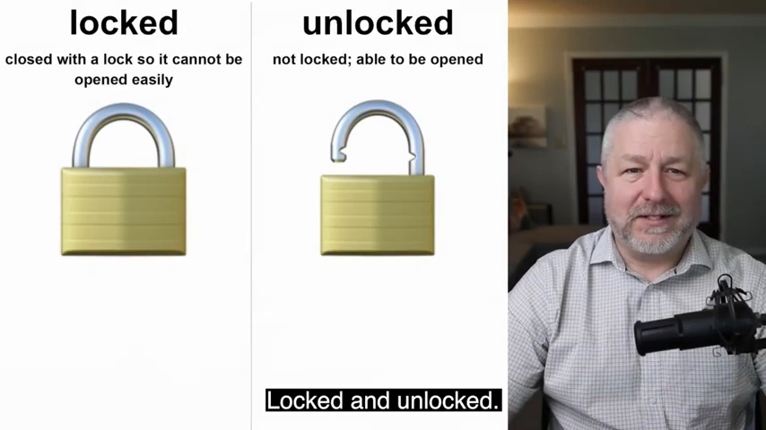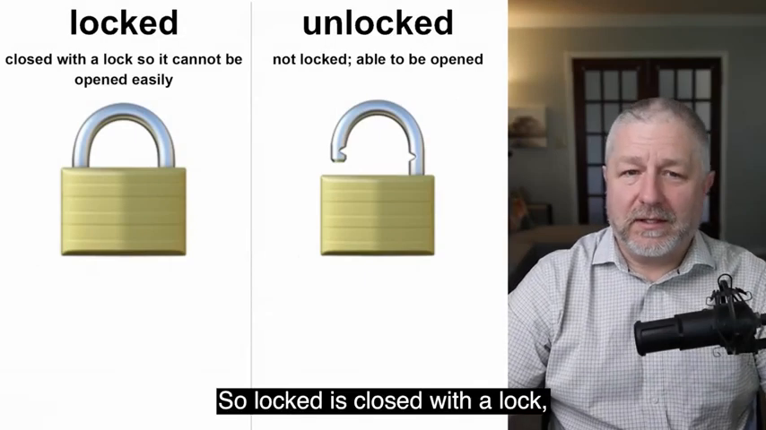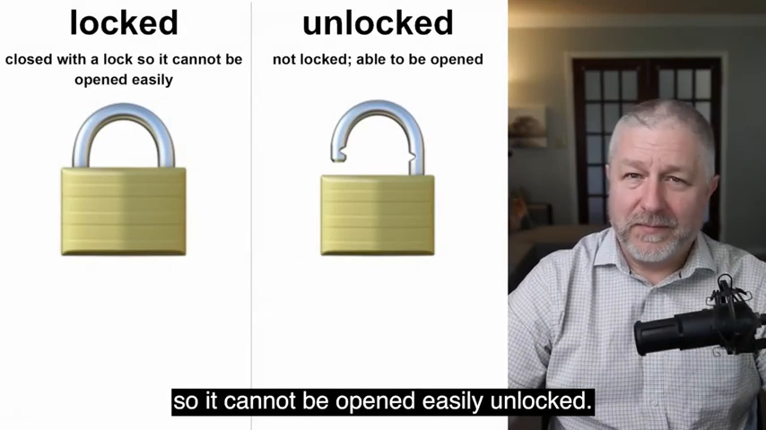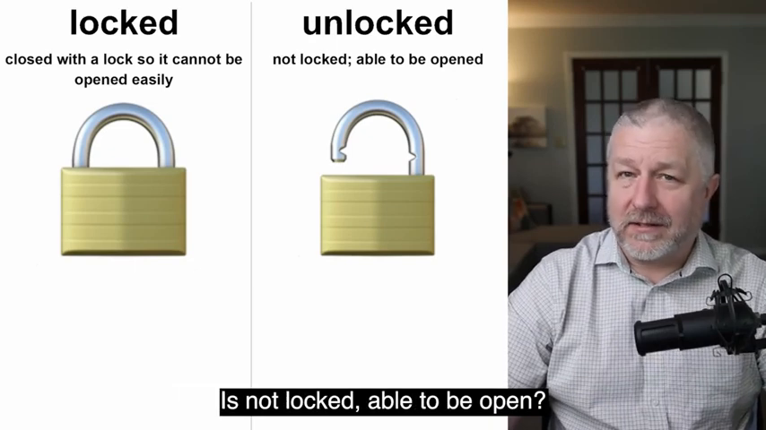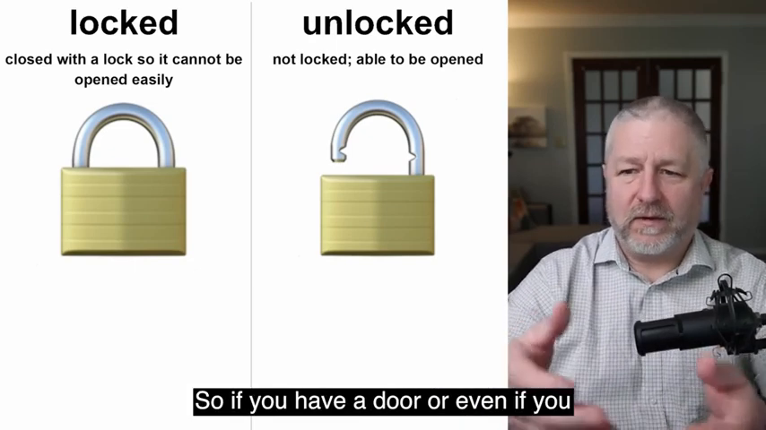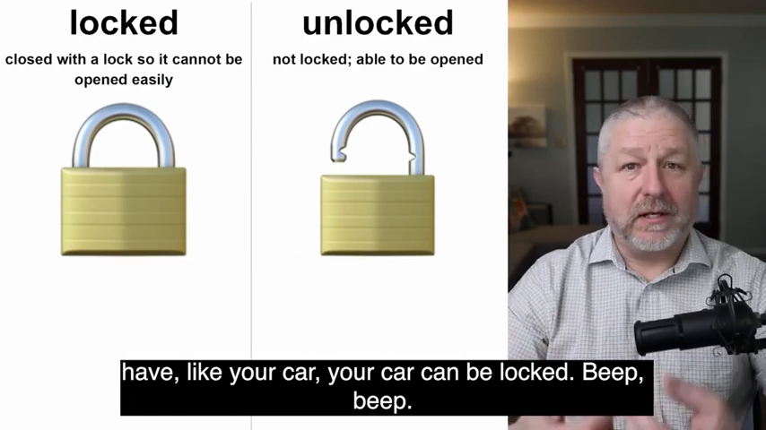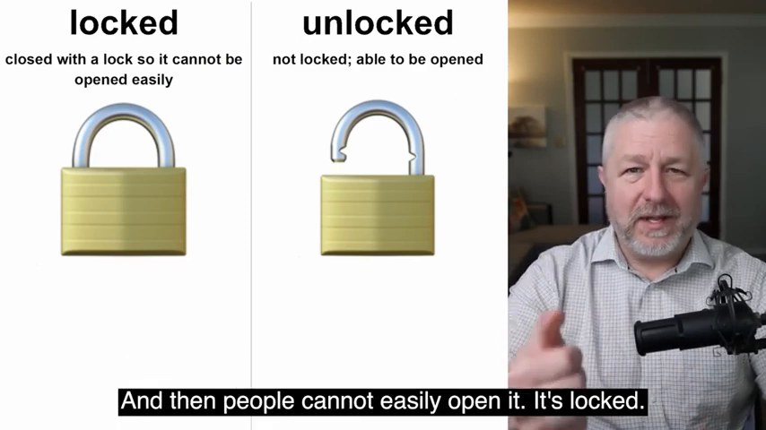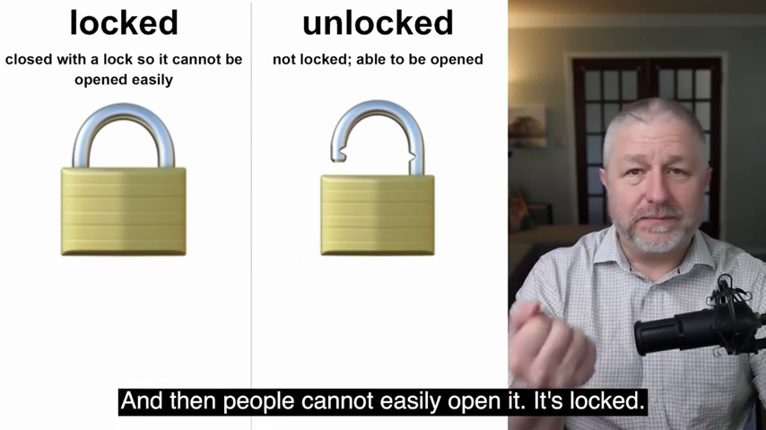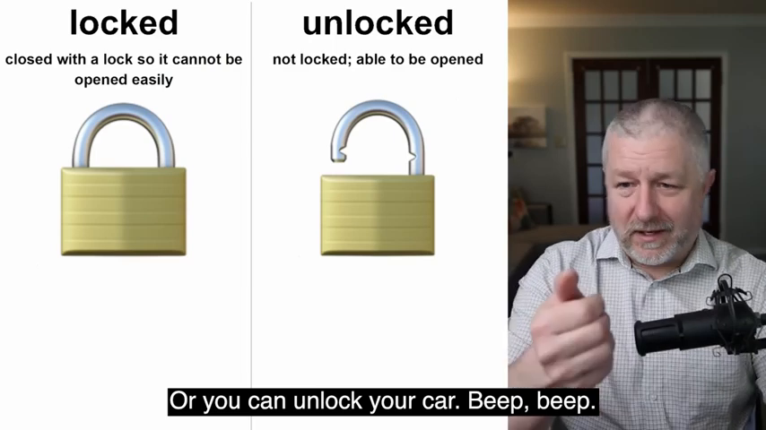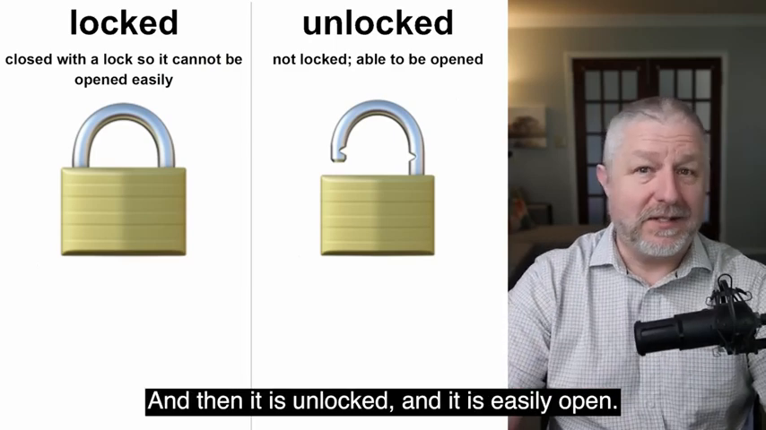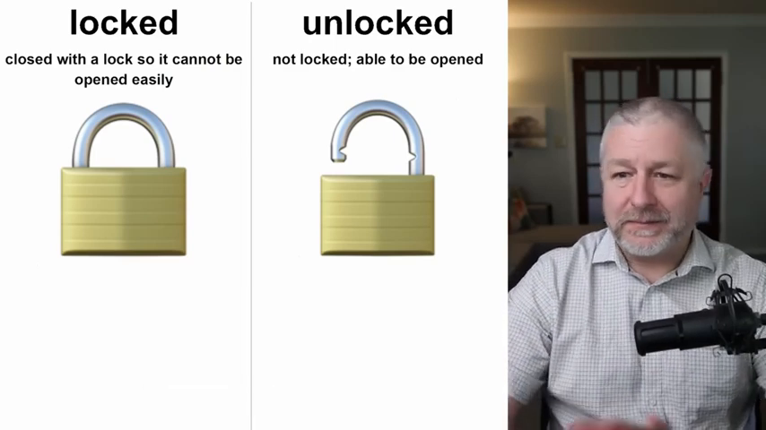Locked and unlocked. So locked is closed with a lock, so it cannot be opened easily. And unlocked is not locked, able to be opened. So if you have a door, or even if you have like your car can be locked, beep, beep, and then people cannot easily open it. It's locked. Or you can unlock your car, beep, beep, and then it is unlocked and it is easily open.